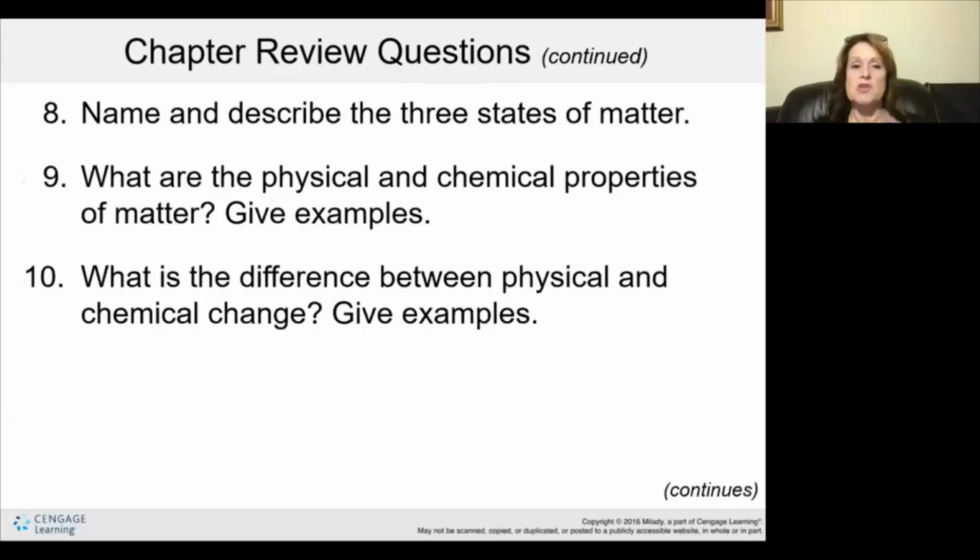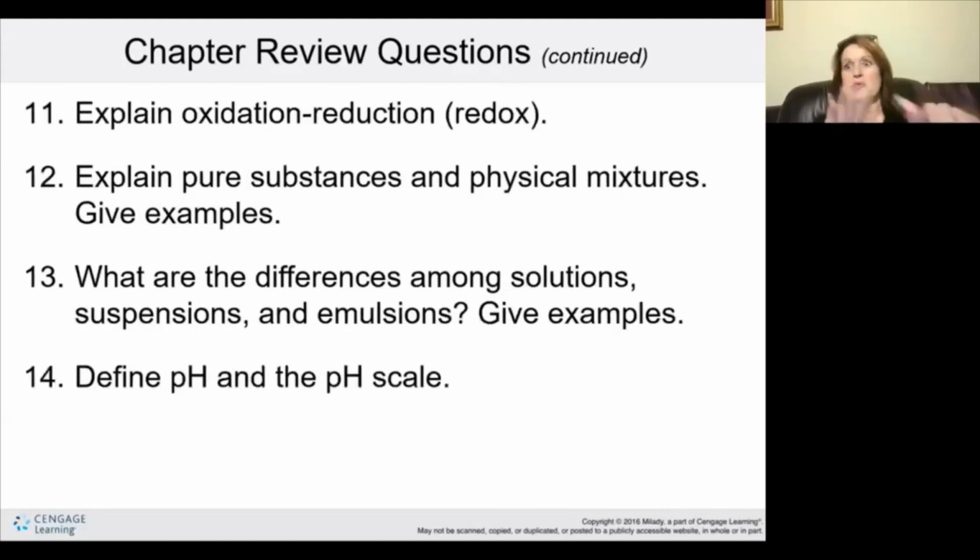Number 9, what are the physical and chemical properties of matter? Give examples. Number 10, what is the difference between physical and chemical change? Give examples. That's why I told you to take notes. If you took notes, you're going to make this real quick. If you didn't take notes, you didn't listen to direction.